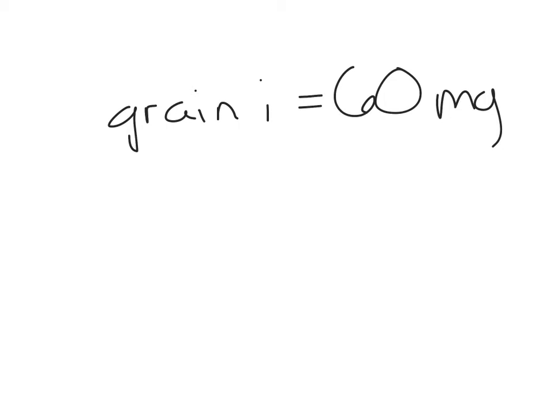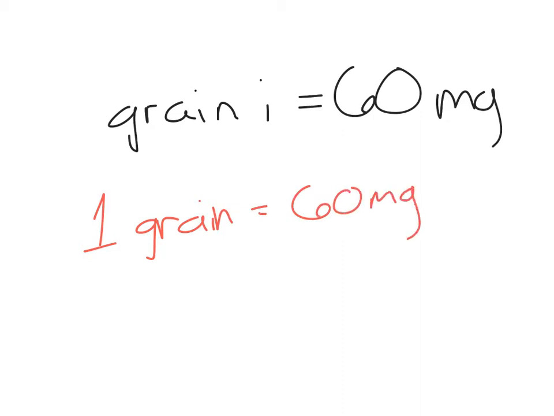I is the Roman numeral for 1, so really this translates to just say that 1 grain is equal to 60 milligrams. And the reason why I show you this is because anytime you're given a certain number of grains, all you need to do to convert it to milligrams is simply multiply it by 60. Say I have 4 grains. If I have 4 times the amount, then I just have 4 times the amount. 1 grain is 60 milligrams, so 2 grains would be 120, 3 grains would be 180, so 4 would be 240. Every time we're just multiplying by 60.